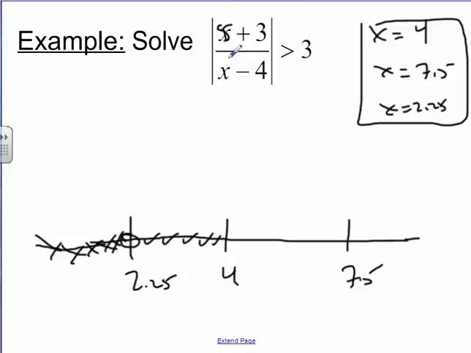5. Why not? 5 and 3 is 8. 5 minus 4 is 1. So it's 8 over 1, which is 8. Is that greater than 3? Yeah, it is. I don't trust it. Let's do another one. Maybe you don't trust it, right?